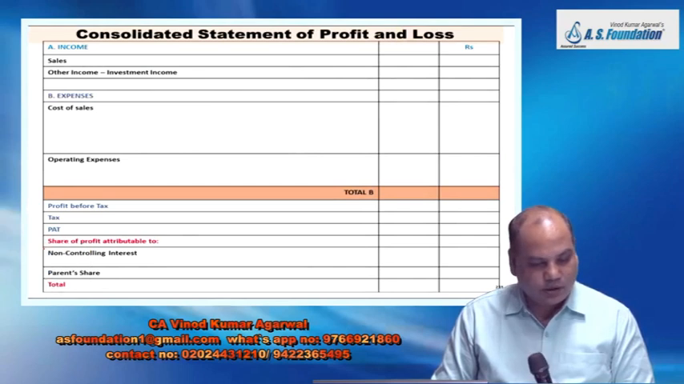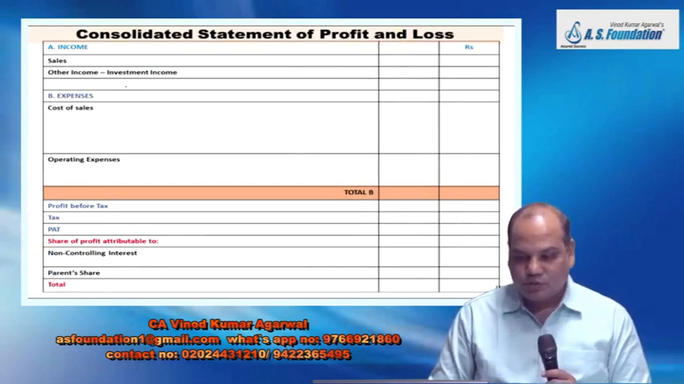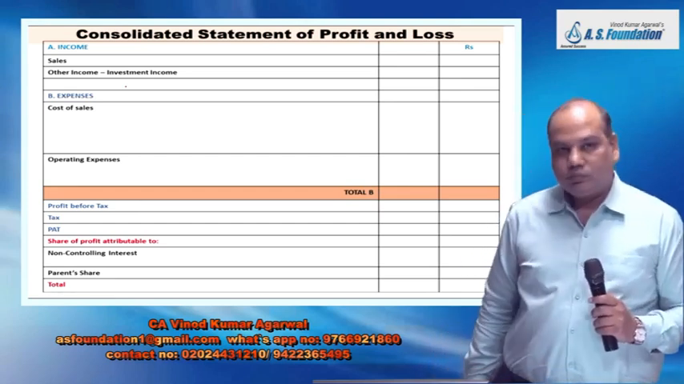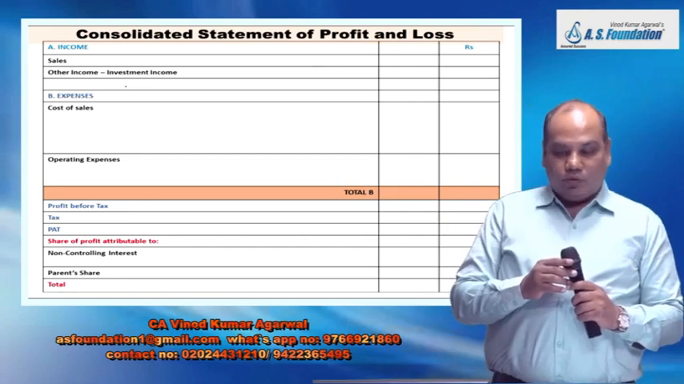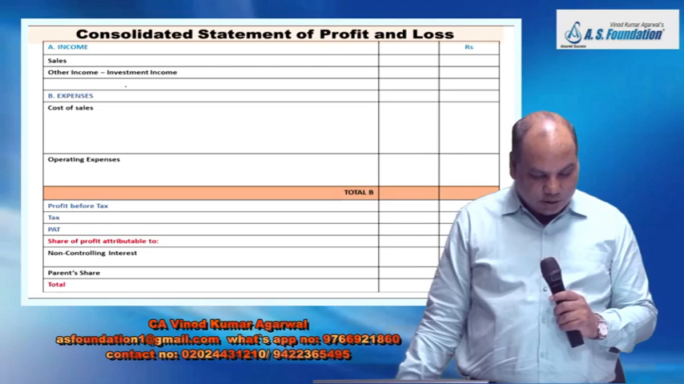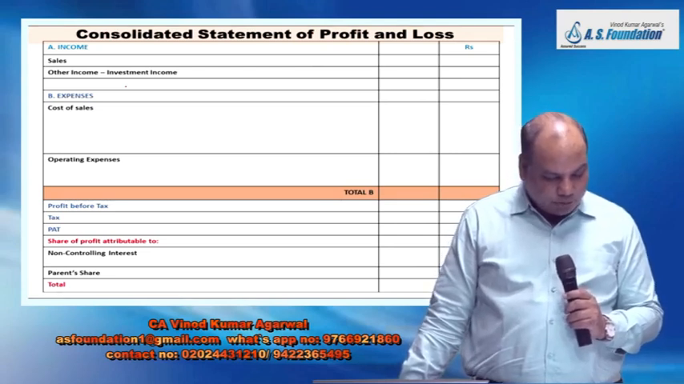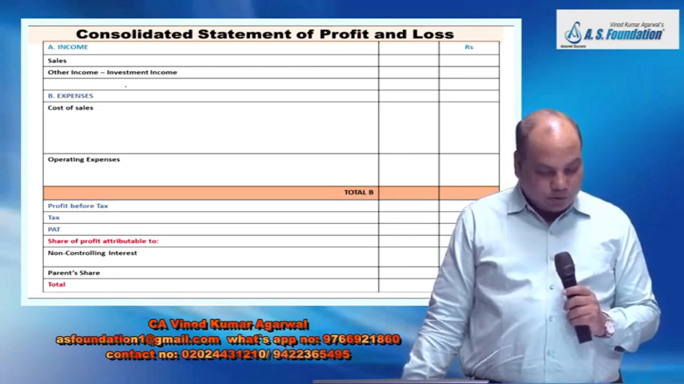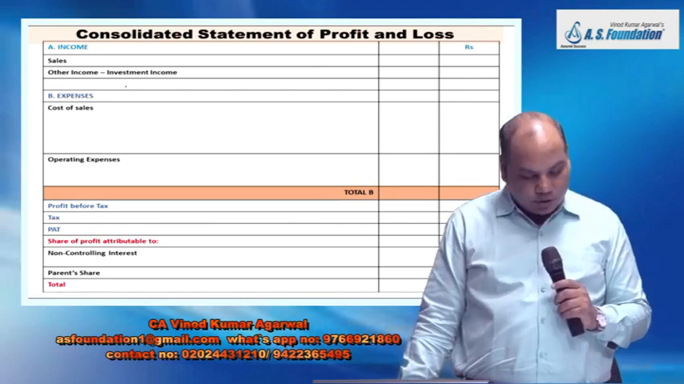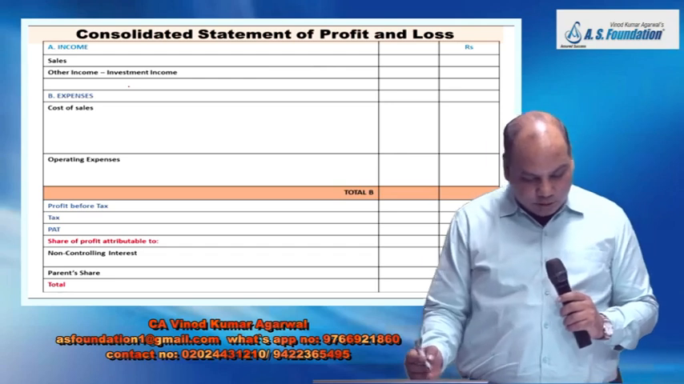When was the share acquired? 1st July. Year ending date 31st March. So be careful while solving the problem. So start sales. Do we have any intercompany sale here? Yes. Point number 2. During the post acquisition period, S had sold goods to P for 4400. So write down in the sales.